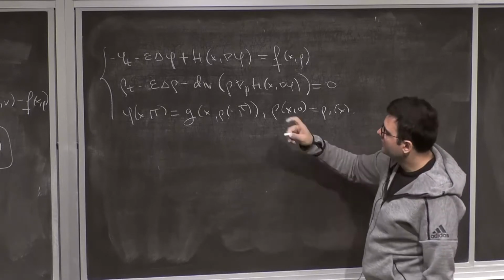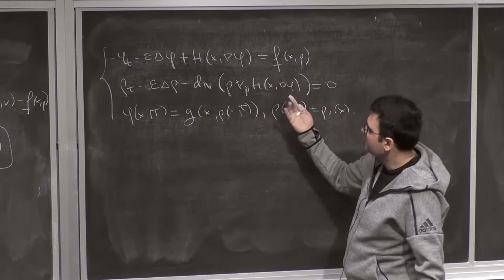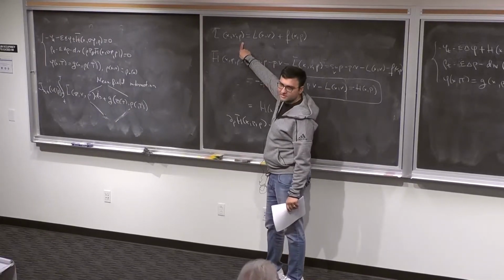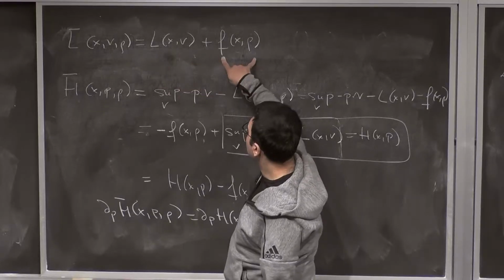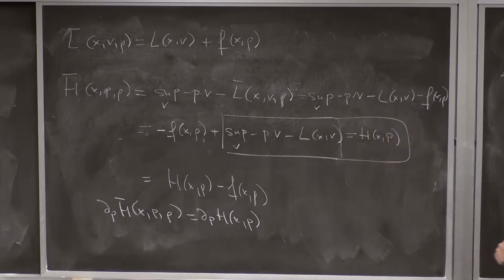This is called the separable case, and it means that we can separate the dependence on the density into a standalone function that doesn't depend on v.